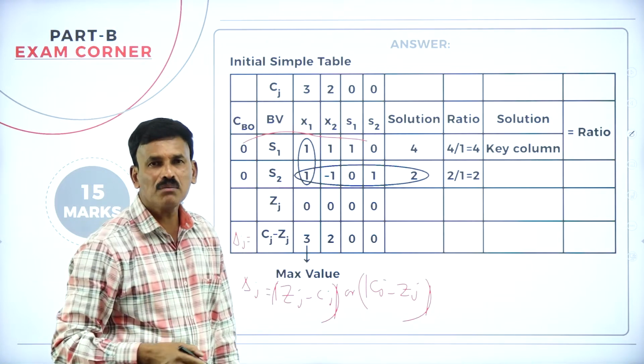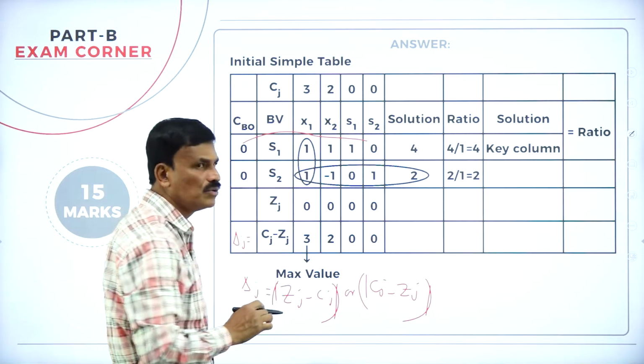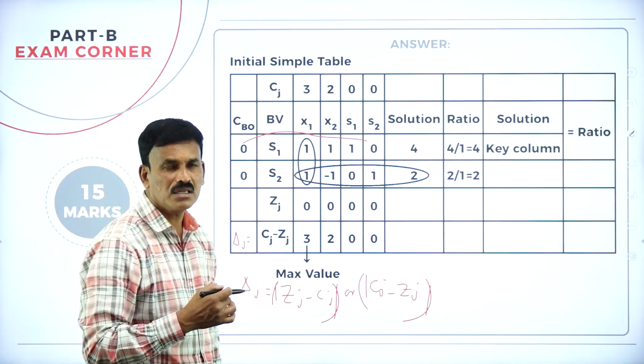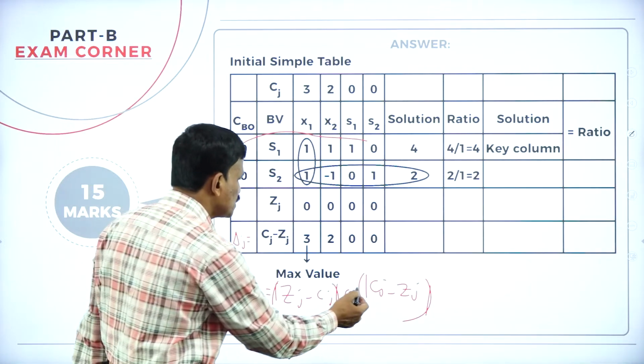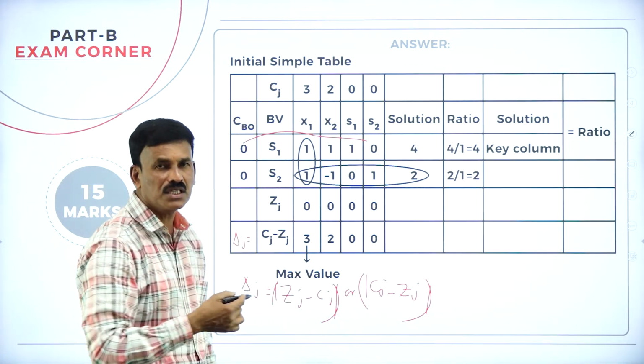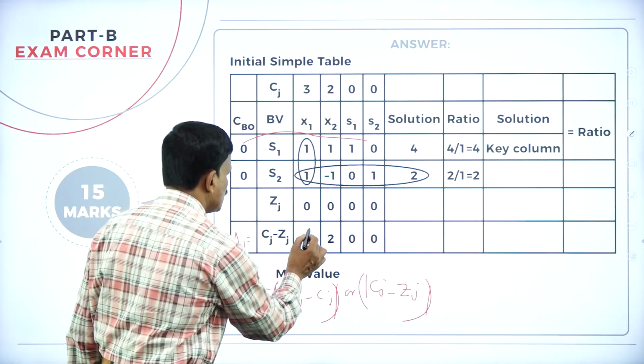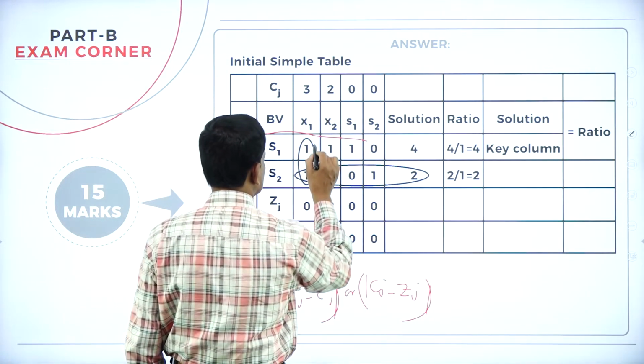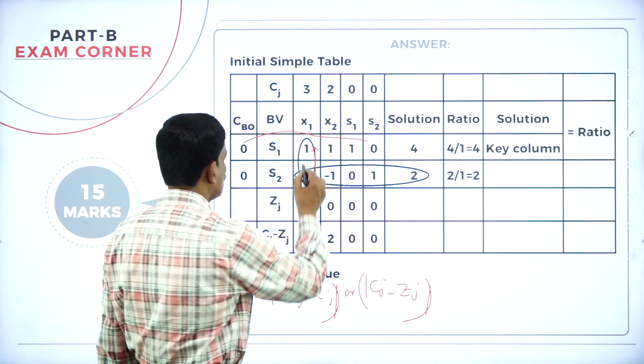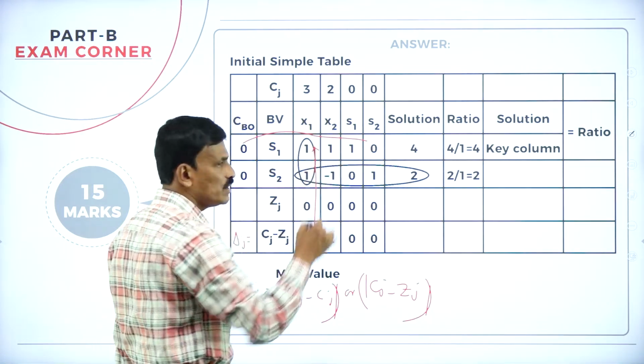Just consider the maximum positive value as the incoming variable, right? Suppose if we consider Cj minus Zj, the least negative you are going to consider. Okay, here the maximum value is plus 3. Therefore, this is the incoming variable. x1 is the incoming variable.